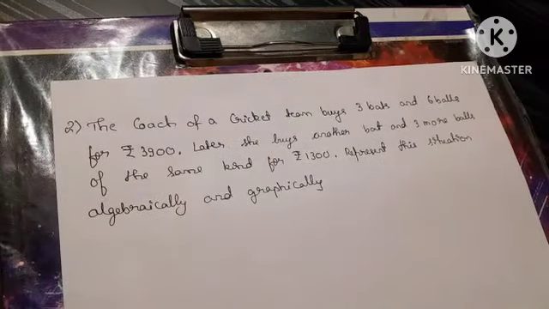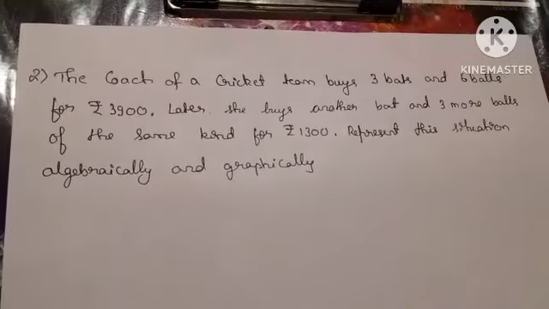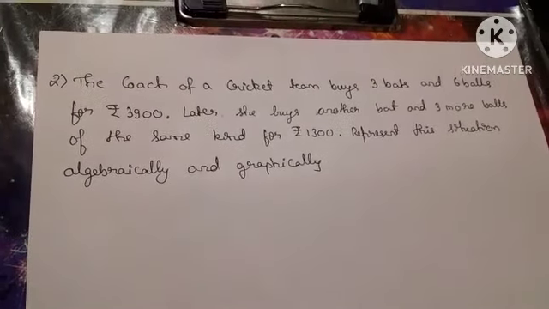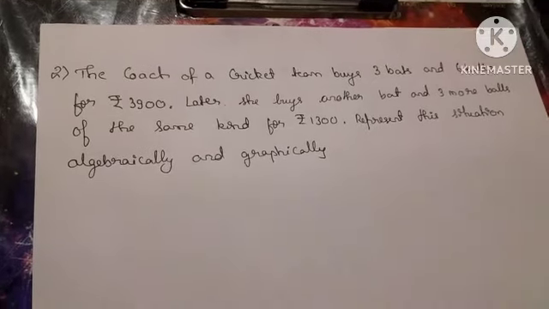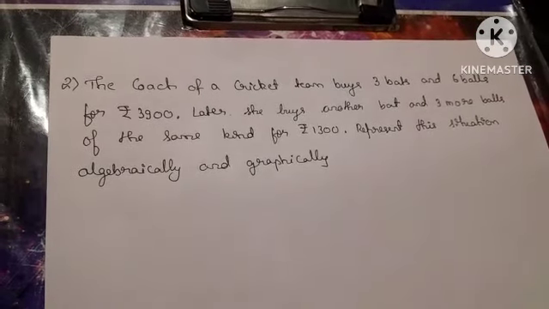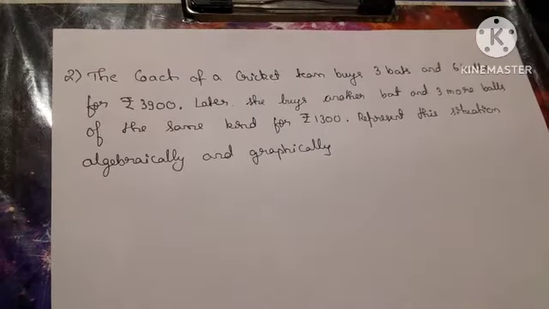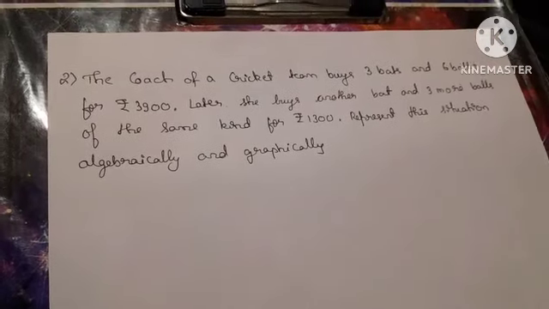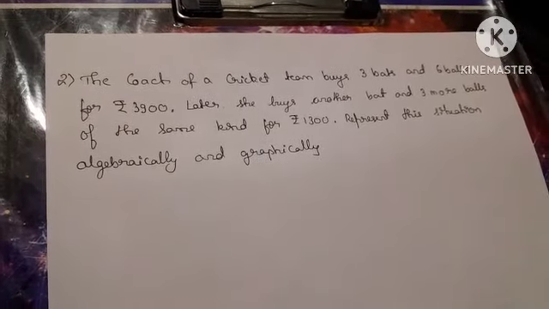Now let us look at the second question. It states that the coach of a cricket team buys 3 bats and 6 balls for rupees 3,900. Later, she buys another bat and 3 more balls of the same kind for rupees 1,300. We have to represent this situation algebraically and graphically.